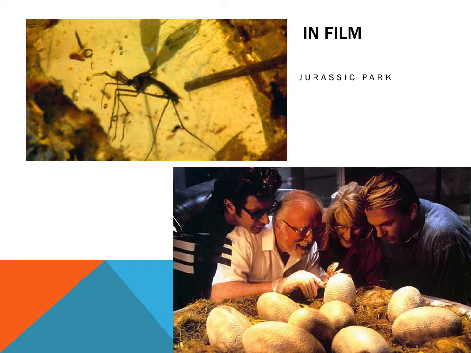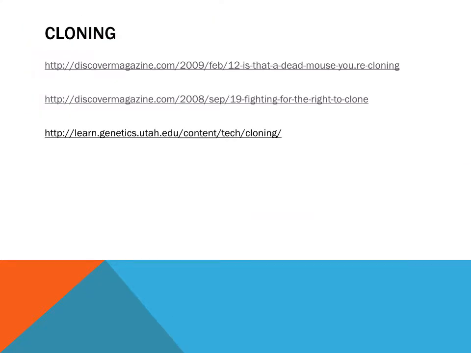So the mosquito sucked the blood of a dinosaur and then got stuck in the sap, if you remember the film. So scientists were able to take the blood that was still in the mosquito and put it into reptile eggs. So they were able to clone dinosaurs. And we all know the bad things that happened in that movie. Here's some supplementary information with cloning if you want to learn a little more about it.